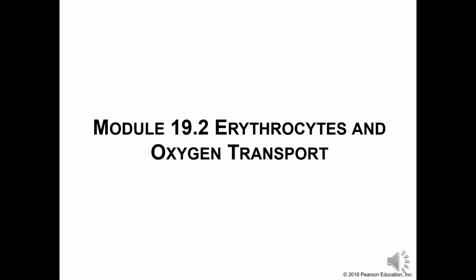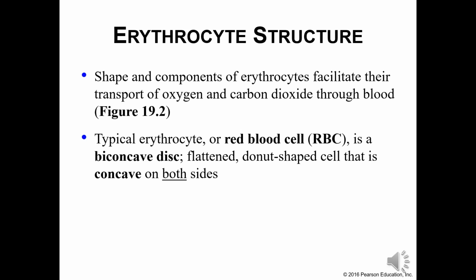Okay, the last function, erythrocyte and oxygen transport. Of course, your red blood cells are basically biconcave dish-shaped, and that form is very important because it helps the red blood cell transport over 1 million hemoglobin molecules that it carries to the different tissues for oxygen exchange with the tissues. It's a biconcave disc which resembles a flat donut-shaped cell because it lacks a nucleus.